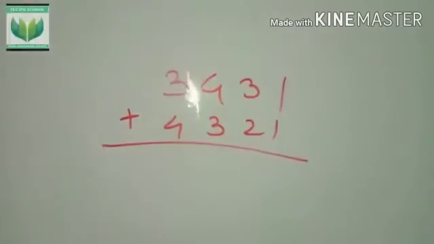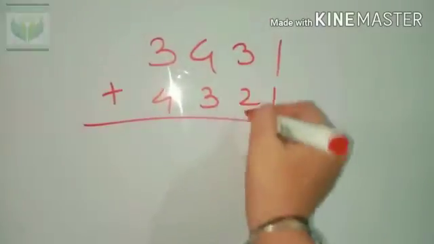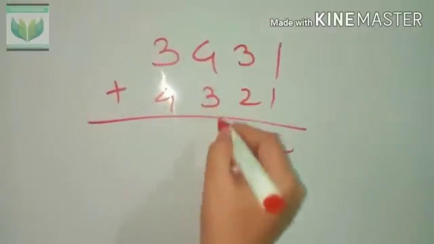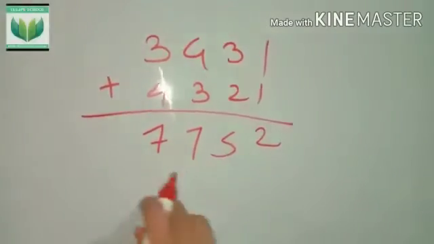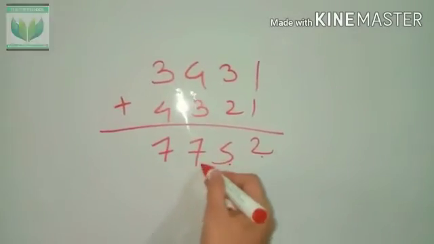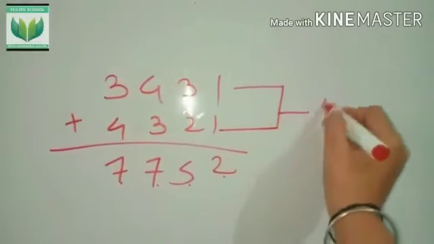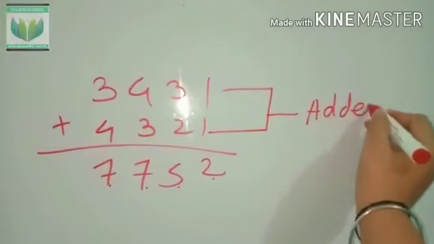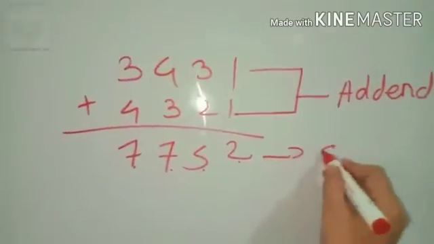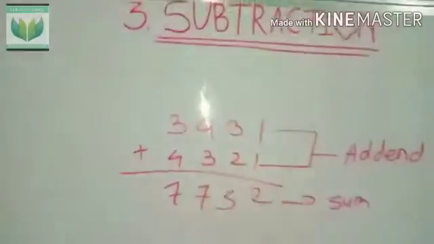Like this, in addition we learned 1 plus 1 is 2, 3 plus 2 is 5, 4 plus 3 is 7. Like this, ones, tens, hundreds, thousands, that means 4 digits, we have learned. These both are called what? Add-ons. And this answer is called the sum. Like this, it also happens in subtraction.